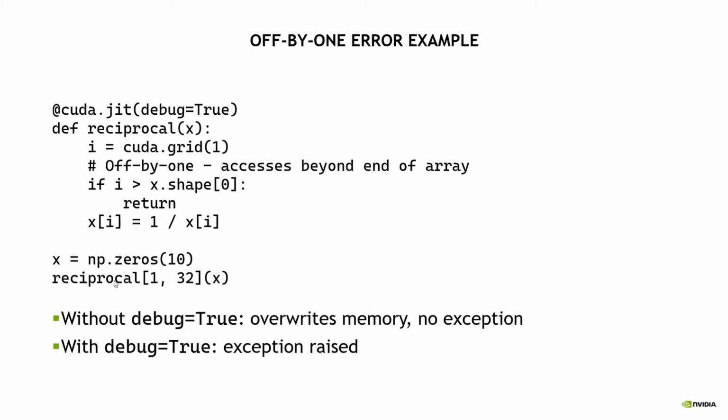If we ran this kernel without debug equals true, it will probably run to completion, but it would overwrite one element past the end of the array. Whereas with debug equals true turned on, we'd expect to get an exception raised because we went out of bounds.